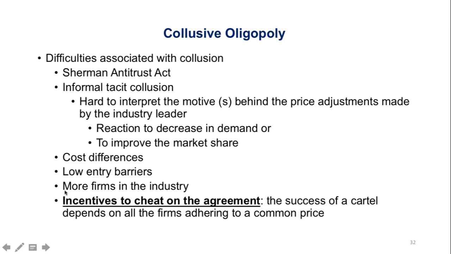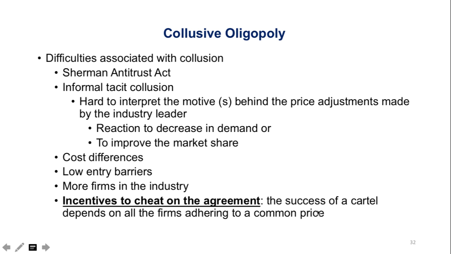So it's very difficult. And also there are cost differences between the firms. Remember that the largest firms usually have a lower average total cost, so it's difficult to follow the leader firm. Therefore, that sometimes makes for low entry barriers for some firms, and they can enter the market. And when more firms come to the market, there is an incentive to cheat on the agreement in the oligopoly.